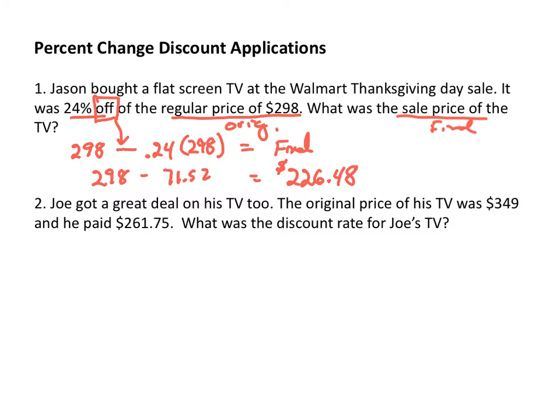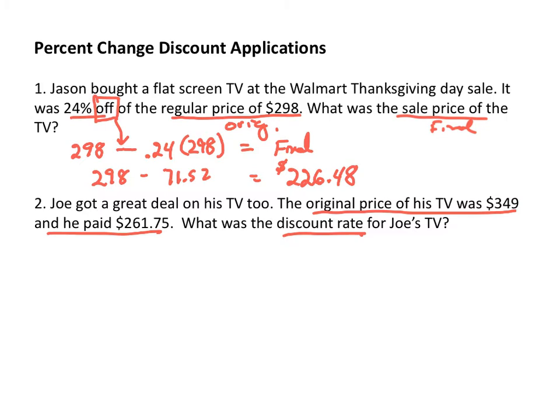Joe got a great deal on a TV too. The original price of his TV was $349. He paid $261.75. What was his discount rate? Okay, so here we don't know the discount rate. Do you want to use a proportion, or do you want to write an equation?